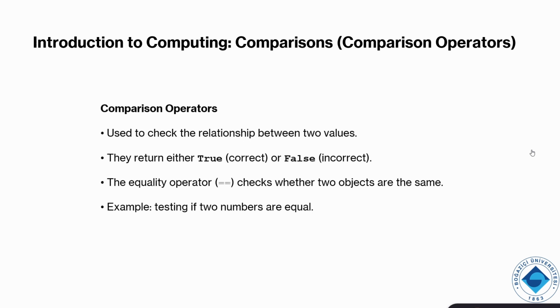Let's start with comparison operators. Comparison operators are used to check the relationship between two values. They return either true or false. The equality operator, equal equal, checks whether two objects are the same. As an example, testing if the two numbers are equal.